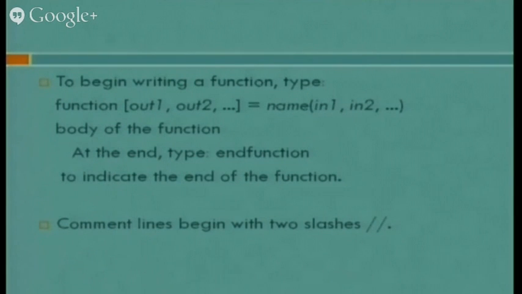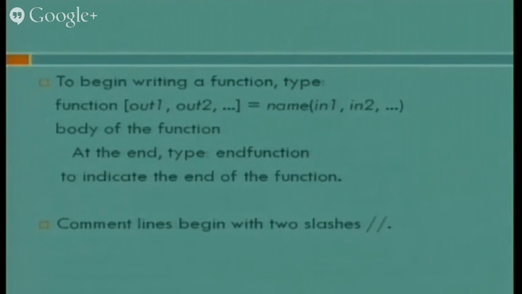Radius. Output will be area. These are the inputs and outputs. Then write the body of the function. What we want to calculate, all the calculations will be written after that. Then at the end type end function to indicate the end of the function, right? So this is the main design of how to write a function.